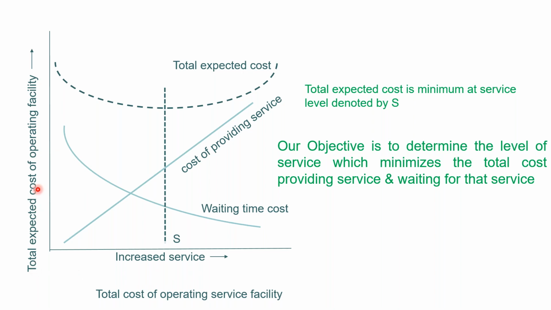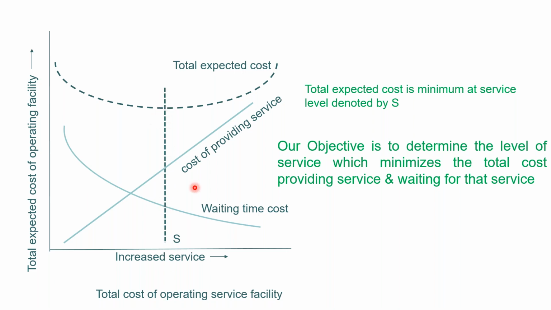So the total expected cost of operating facilities is represented on this axis, and there will be one point, point S, that will give us the total expected cost minimum at a service level denoted by S. So if I want to give this service level S, then this will be the cost associated with it, this will be your waiting time cost associated with it, and this will be your total expected cost.